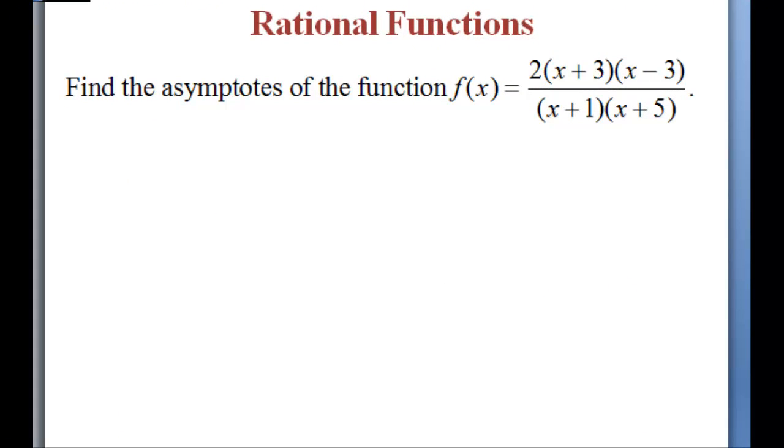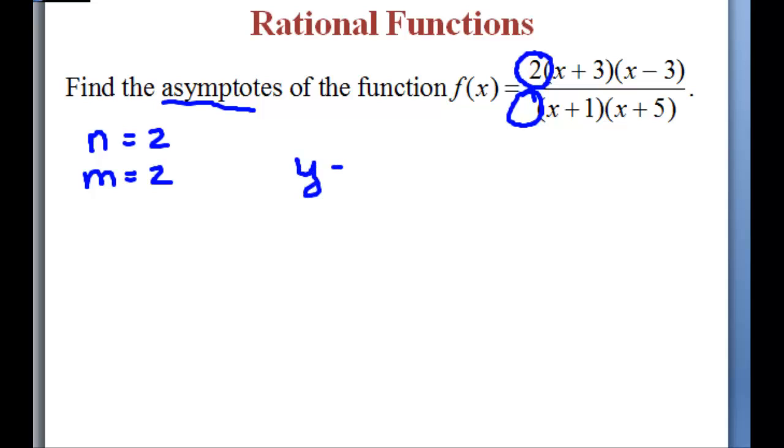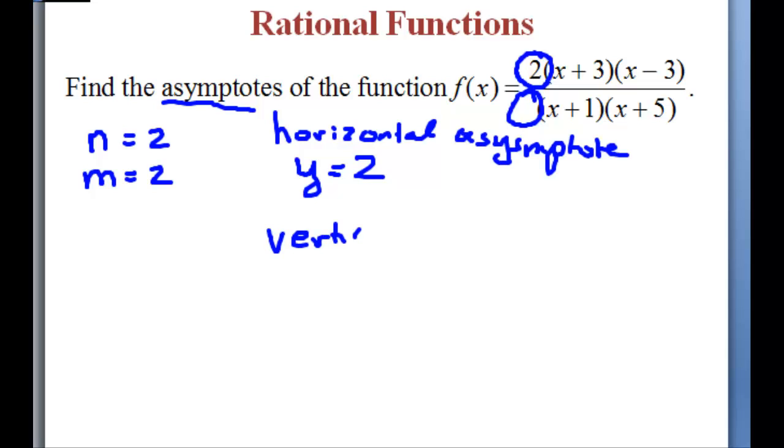We have the degree of the numerator equal to 2, and the degree of the denominator equal to 2. So that means when they're equal, the asymptote is going to be the quotient of the numerator divided by the denominator. So we will have an asymptote at y is equal to 2. This is a horizontal asymptote. And we have vertical asymptotes at x equals -1 and x equals -5.